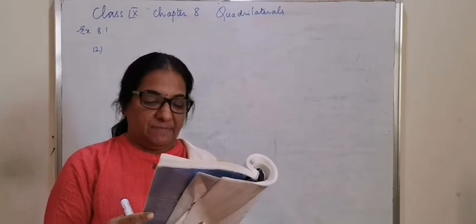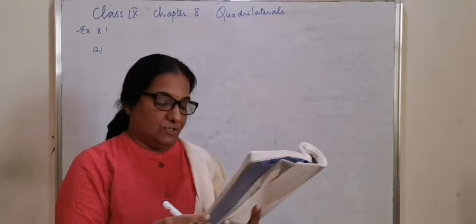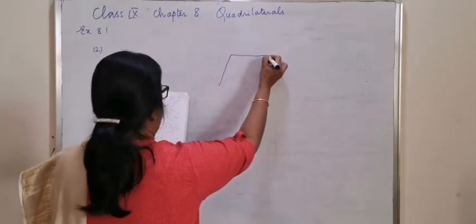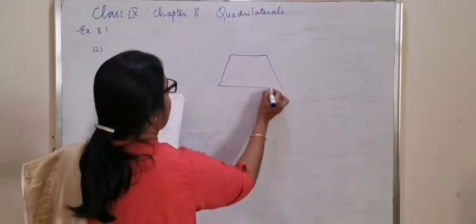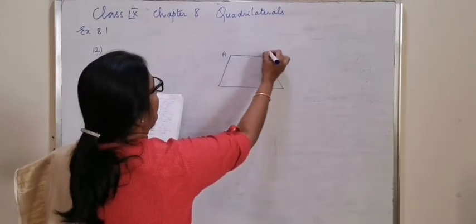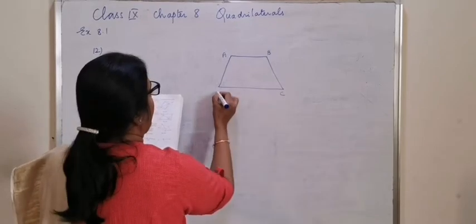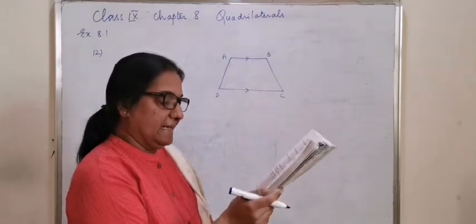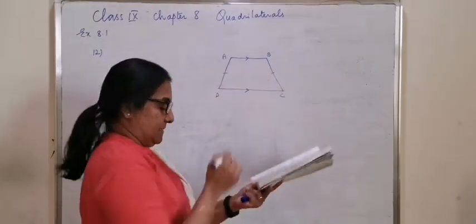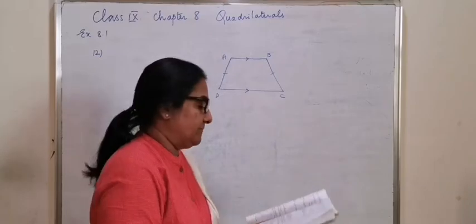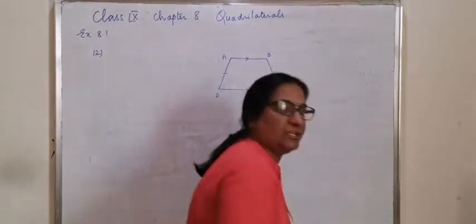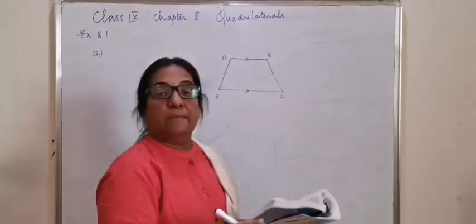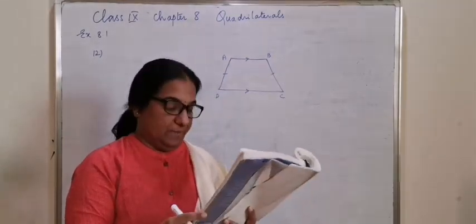ABCD is a trapezium in which AB is parallel to CD and AD is equal to BC. That means it is an isosceles trapezium. If you recollect the definition of an isosceles trapezium, it's a trapezium with one pair of opposite sides parallel and the other pair as equal.